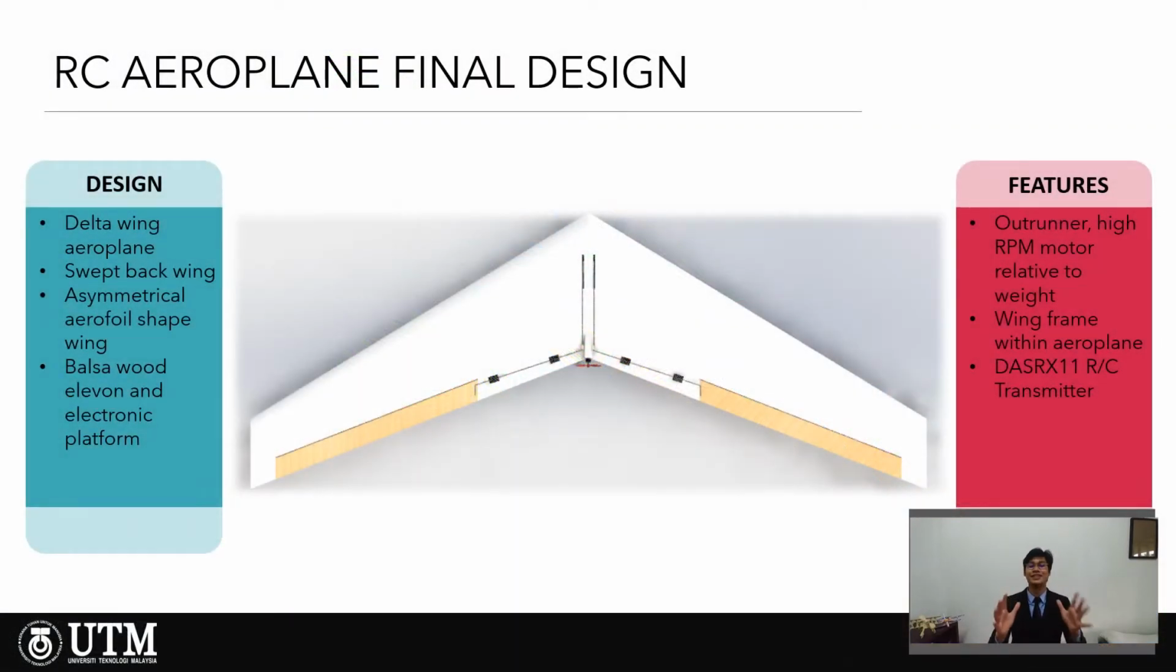So here is the final design of the aeroplane model. You can see here I'm using a delta wing aeroplane having a swept back wing with a symmetrical aerofoil shaped wing. The elevation and the electronic platform is made of balsa wood, which is low density, and then we have the motor, an outrunner, which has high RPM relative to the weight, and then a wing frame within the aeroplane, and we use a DSRX11 transmitter.